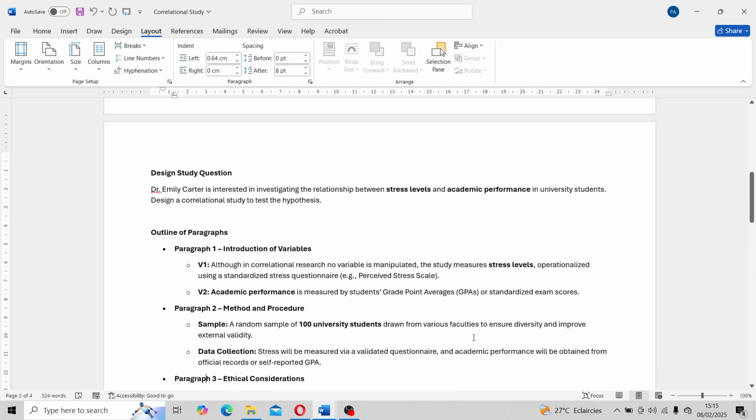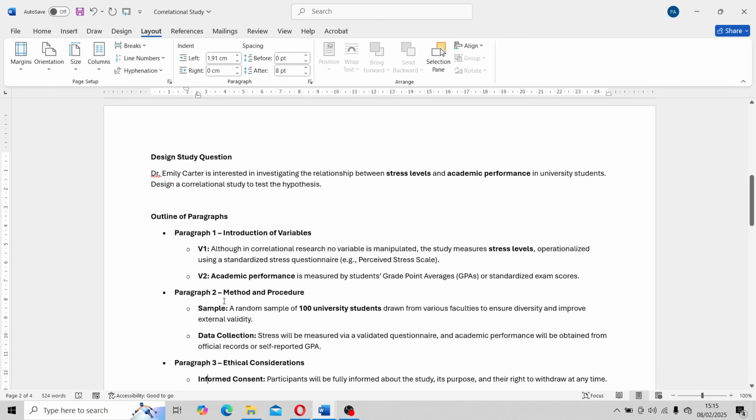Now, paragraph two, we have the method and procedure. Sample: how you're going to gather the sample? A sample of 100 university students drawn using random sampling. Basically, you can use any sampling method. That depends on you. Opportunity sampling is another way. If you're using random sampling, it's also nice if you can discuss how you will go about randomizing that. Maybe any student that picks a particular number or something. That depends on you. If you use opportunity sampling, I think that is the safest.